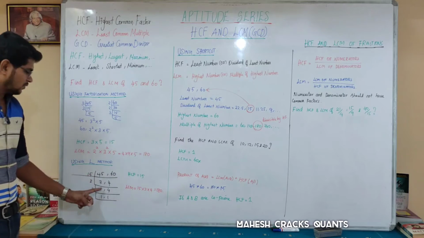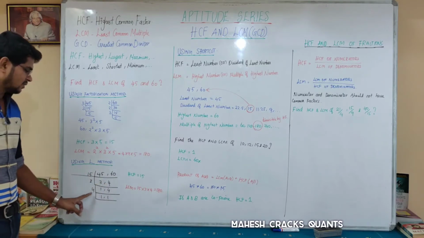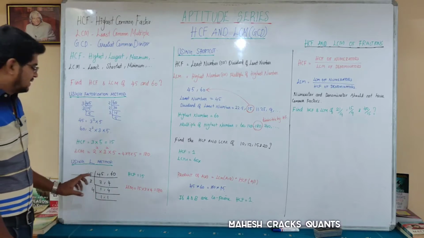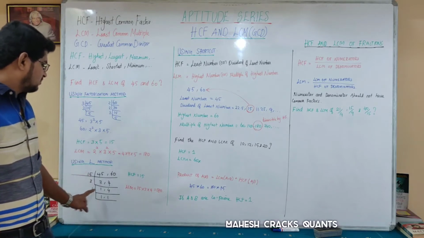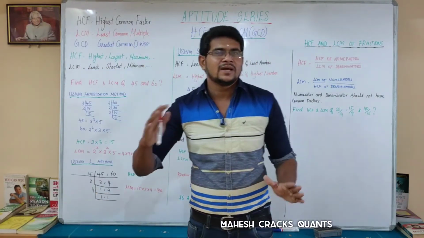When it comes to LCM, you have 1 and 1 inside. You take 3 outside and 4 outside, and 1 and 1 will be there. So 15 into 3 into 4 will be 180. This is the method I recommend.